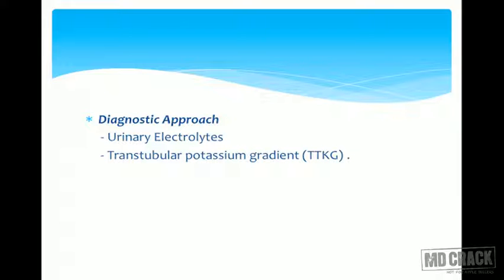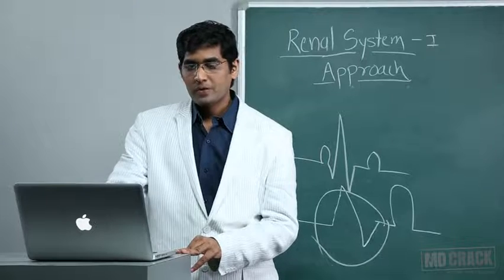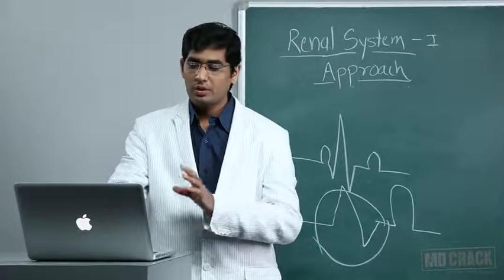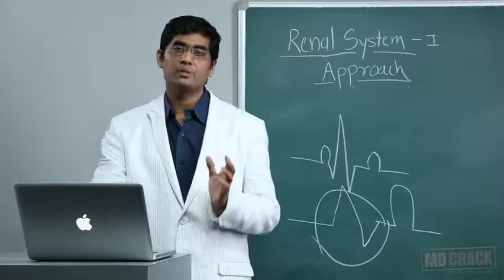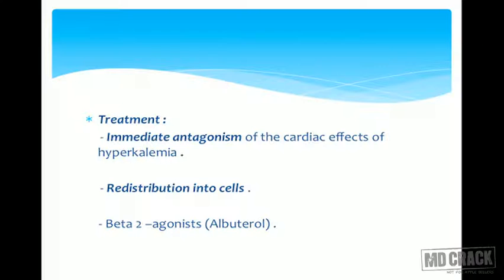Diagnostic approach: by looking at urinary electrolytes and TTKG, that is the transtubular potassium gradient, we can come to know what is the cause of hyperkalemia. Coming to treatment, hyperkalemia being an emergency, we need to antagonize the effect of hyperkalemia on important cells like cardiac muscle. So the drug of choice will be calcium gluconate. So here, MCQ: calcium gluconate is used as an emergency treatment for a patient with hyperkalemia.